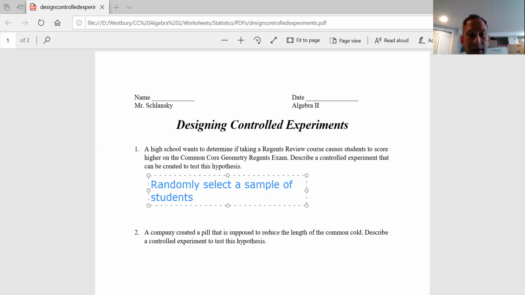Now be a little specific. My population is students in Common Core Geometry. I'm not going to pick students that are in algebra because I want to know if the Regents Review course is helpful for Common Core Geometry. So randomly select a sample of students in Common Core Geometry.